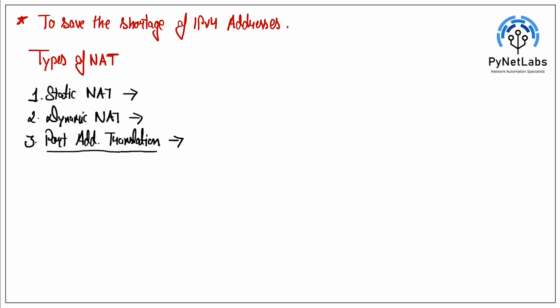Now if you see, guys, when it comes to static NAT, static NAT means one-to-one mapping that needs to be done manually. And the same is true with dynamic NAT: one-to-one mapping is also there, but it's not manual, it's automatic, like we can say dynamic.